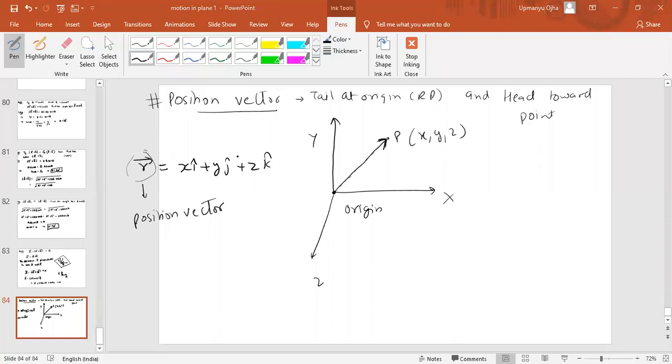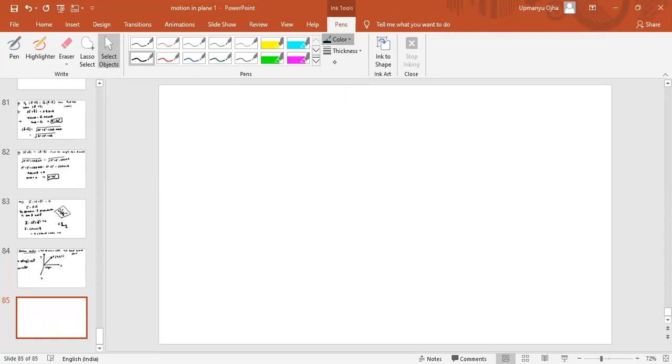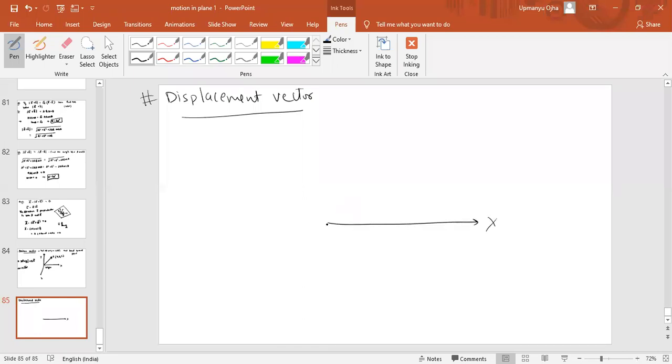Now one more thing is there, that is the displacement vector. I told you that displacement is a vector quantity. How to represent displacement in the form of vectors? For that also we first have to assume the x, y, z axes. So this is your x-axis, this is your y-axis, and this is your z-axis.